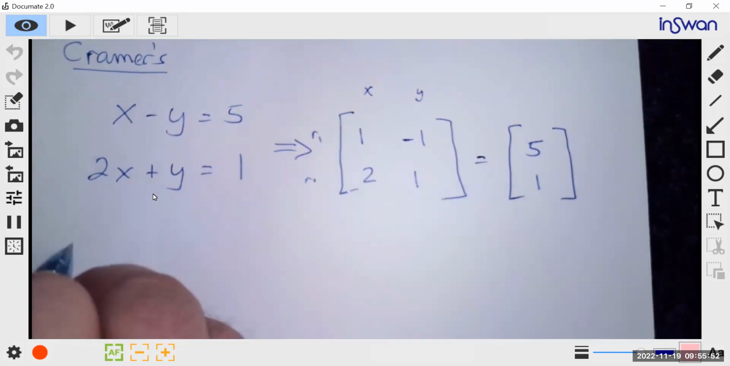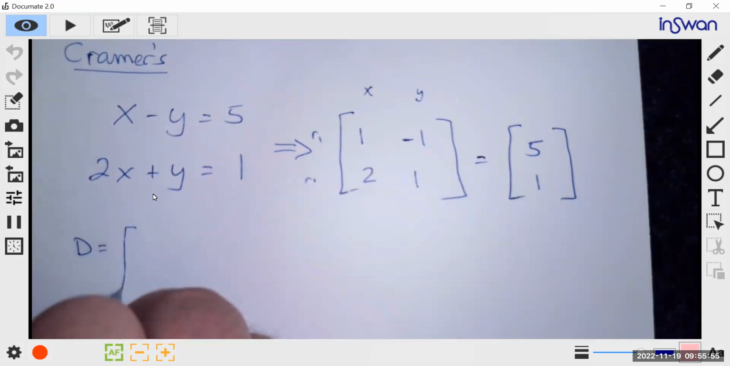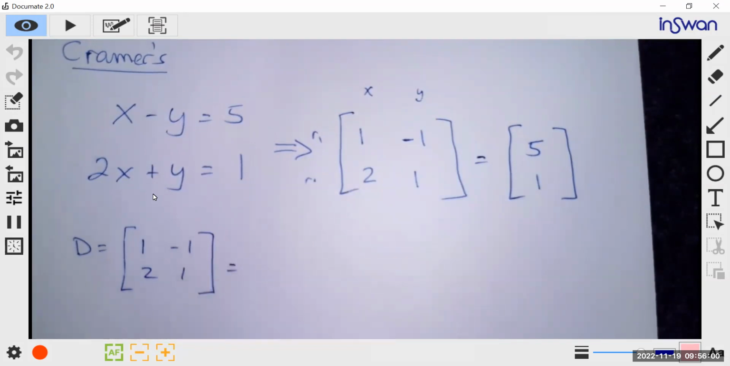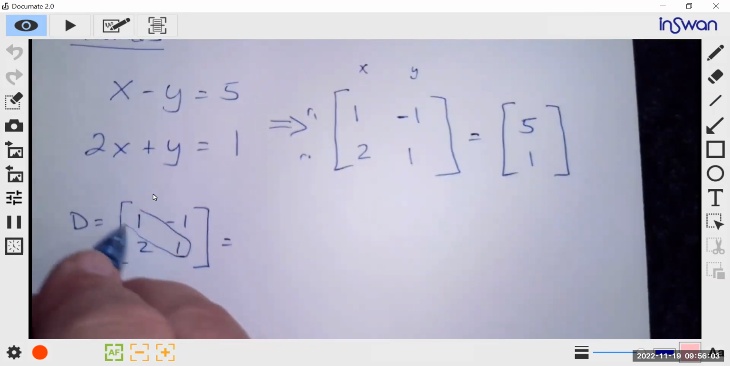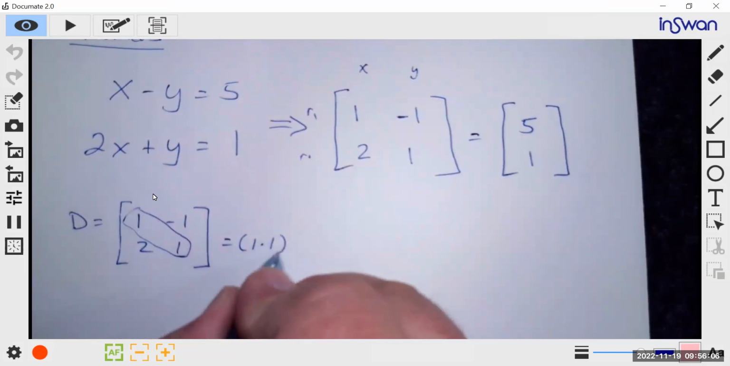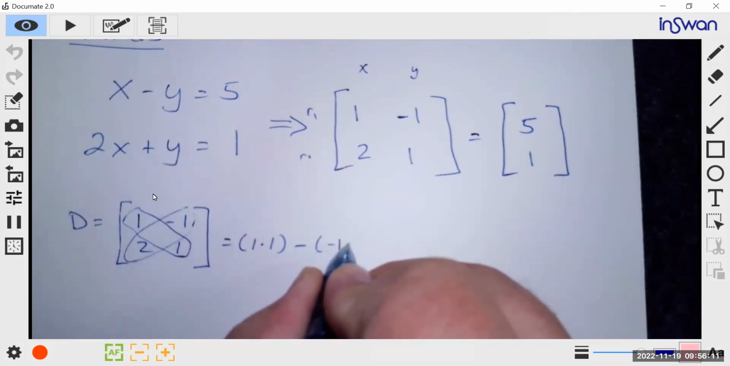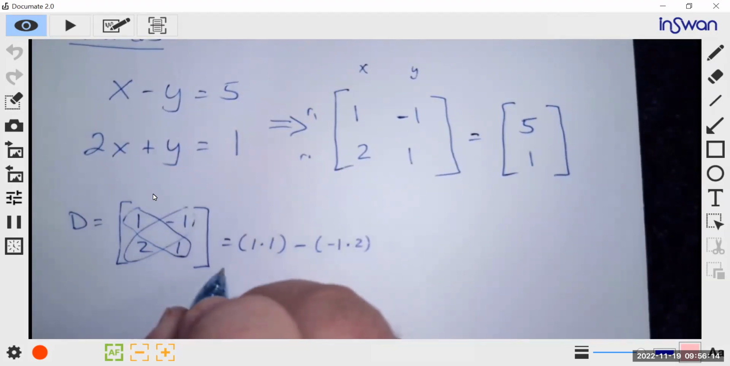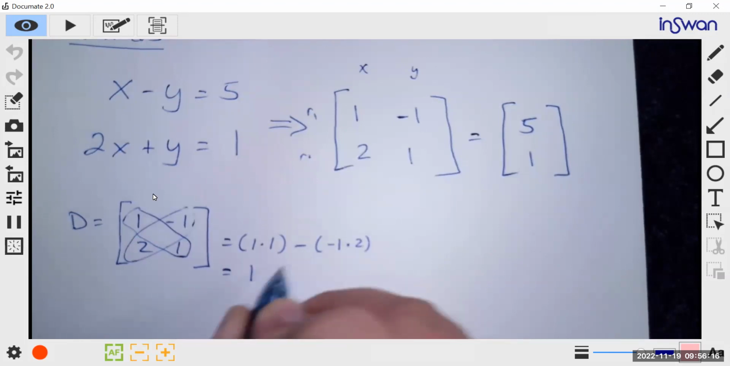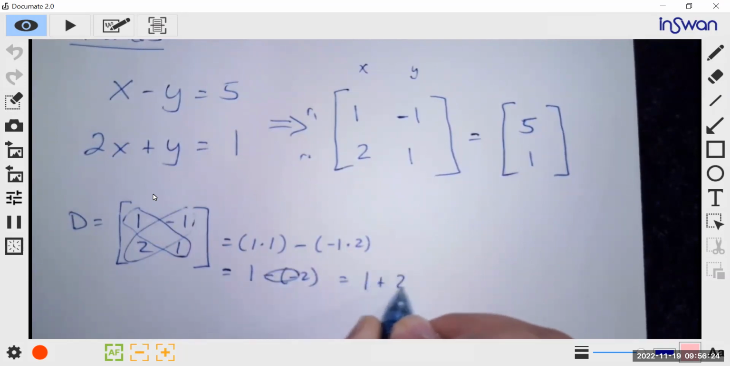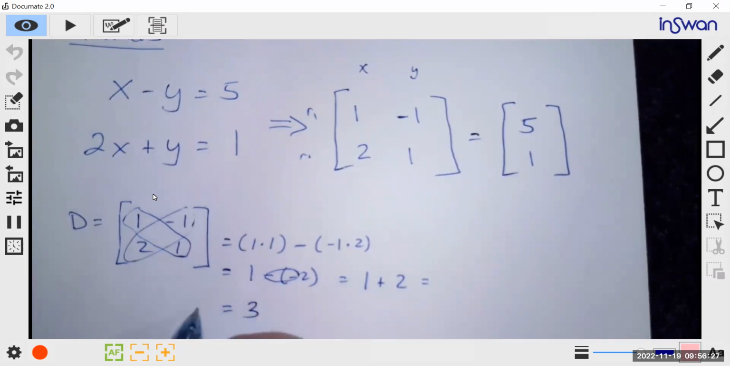Now, this is all we use from here on out. So the D: 1, -1, 2, 1. 1 times 1 minus -1 times 2. 1 times 1 is 1. -1 times 2 is -2. Negative and negative becomes a positive. So my D value is 3.